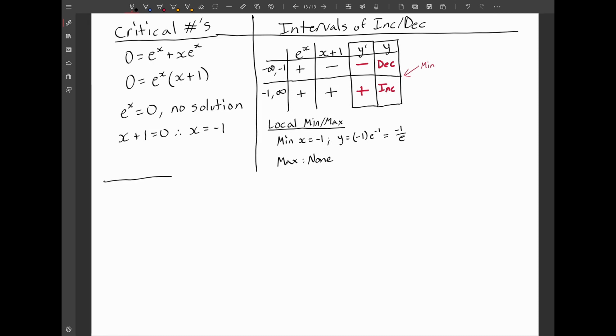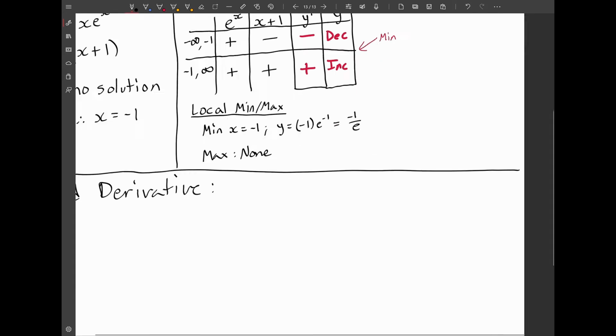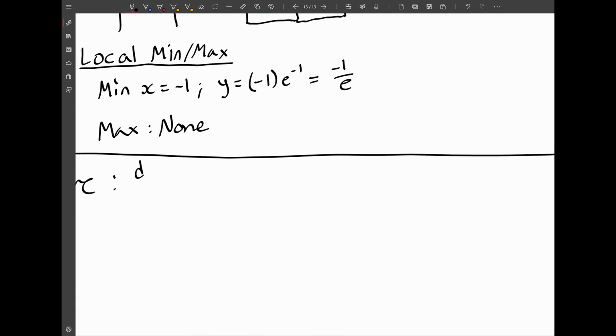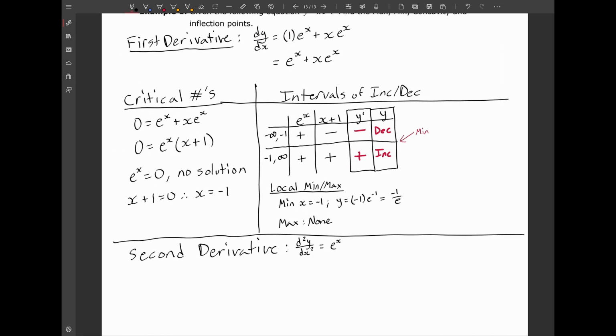Now we get to our next part. We're going to be doing our second derivative now. So second derivative, we'll just take the derivative of our first derivative. So we get that the second derivative with respect to x is going to be e to the x. So we're just going to be following just regular old derivatives here. The derivative of e to the x is e to the x.